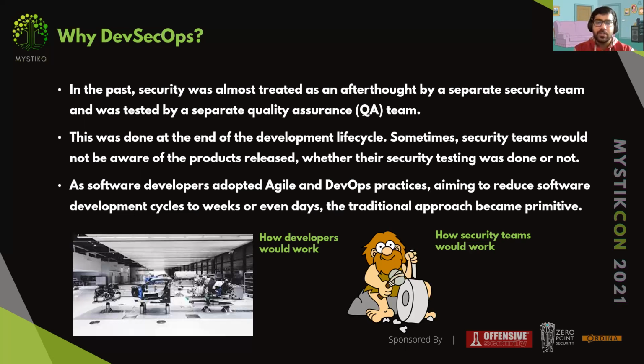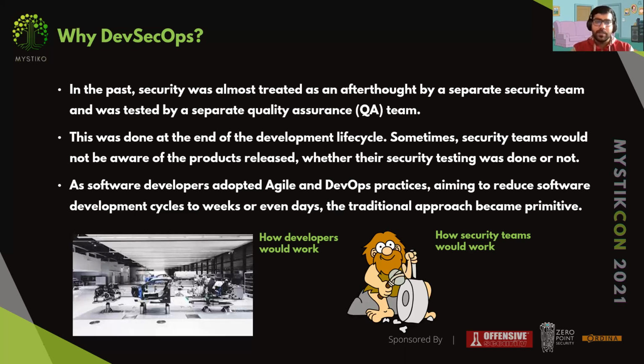And if you were to compare how the developers would work, this is a pictorial representation of an assembly line, how a car would be assembled. And how the security team would work is actually they will just carve the wheels out of stone. So that would be manual, and that would just take a lot of time just to get the security part over.